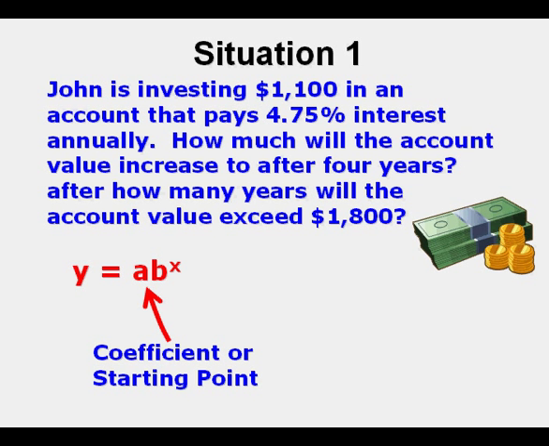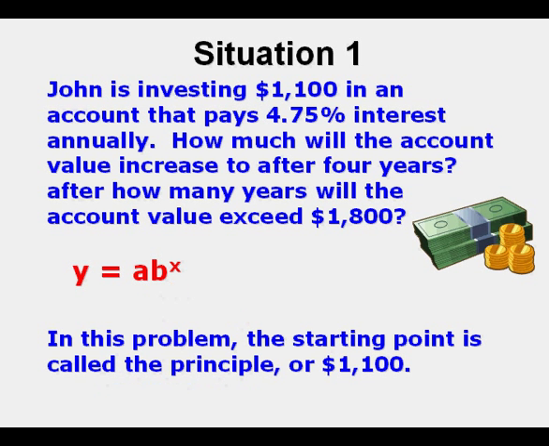Well, here's our standard exponential function y equals a b to the power of x. And the a is the coefficient or starting point or amount. And then the b is the base, so the b will be the factor. In this problem, the starting point is called the principal in money, or 1,100. So we replace the a with 1,100.